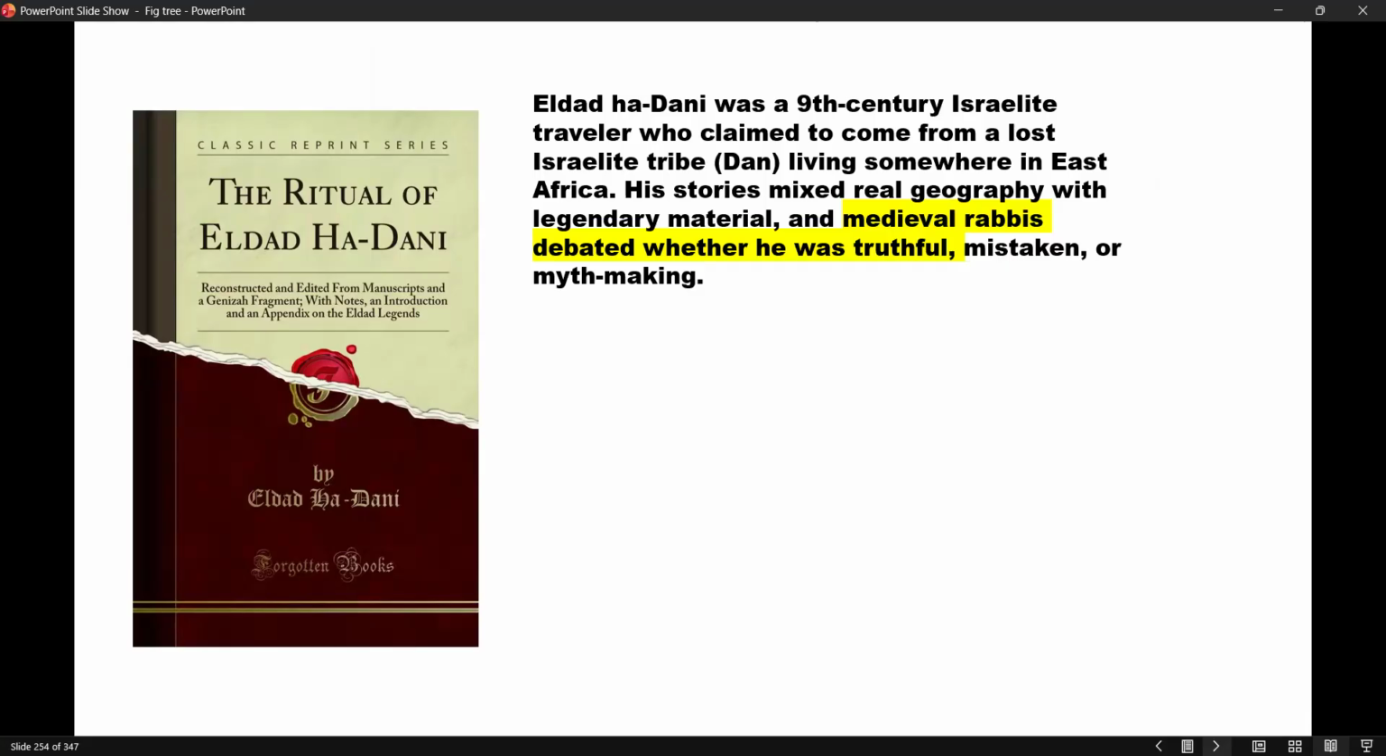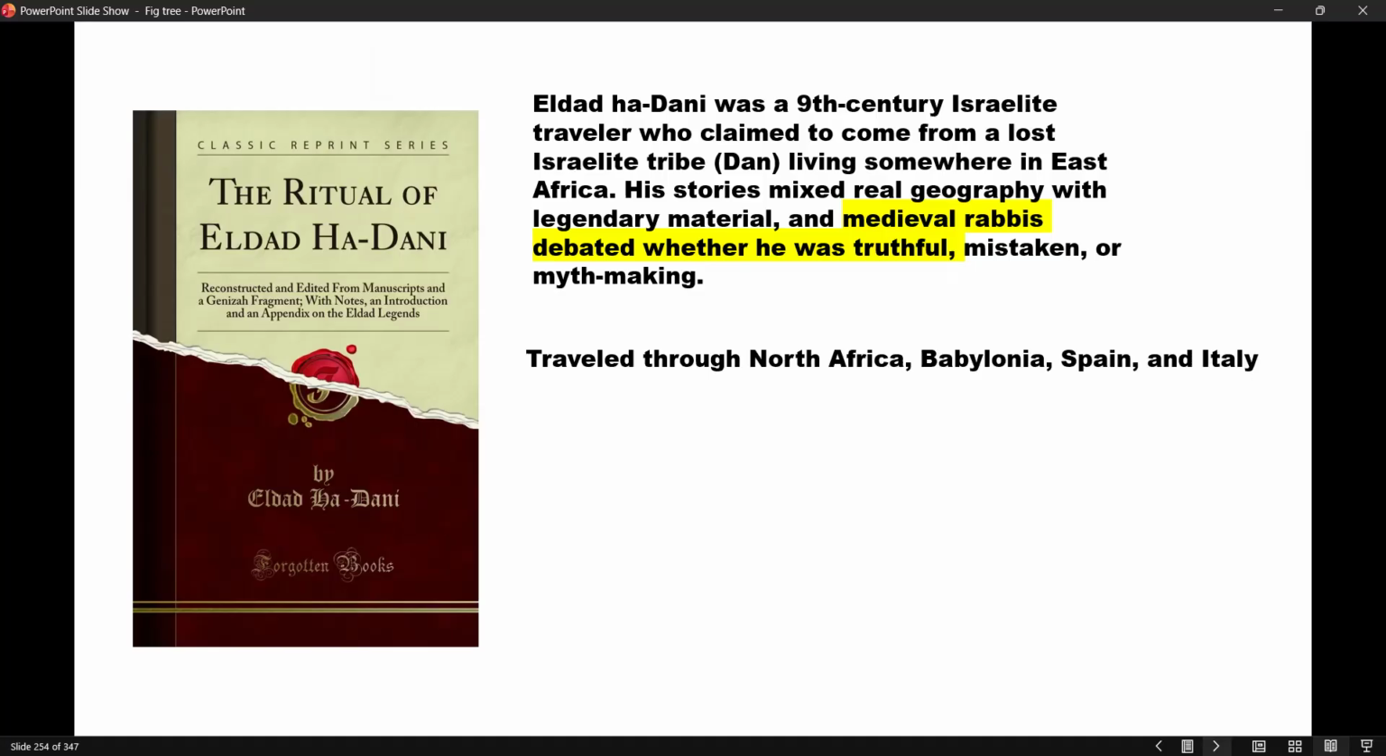Eldad Hadani was a 9th century Israelite traveler who claimed to come from the lost Israelite tribe of Dan, living somewhere in East Africa. His stories mix real geography with legendary material, and medieval rabbis debated whether he was truthful, mistaken, or myth making. So we know when it says the medieval rabbis, this is talking about some of them being Sephardic, and some of them being part Idumean. In other words, these are proselytes, or just dealing with an ism. Anything with an ism on the end of it. I got to watch what I say.